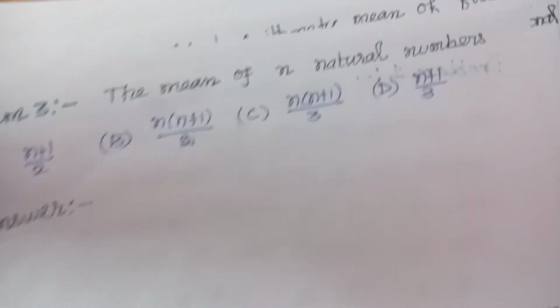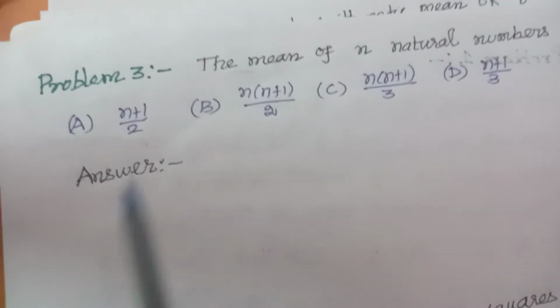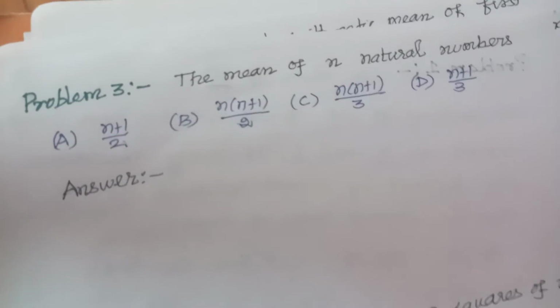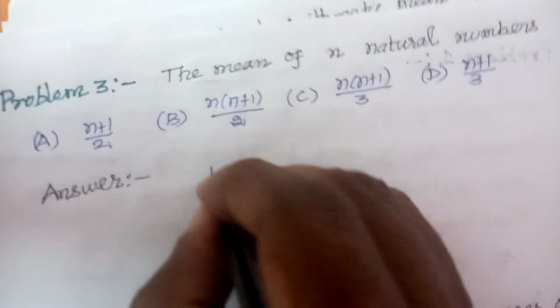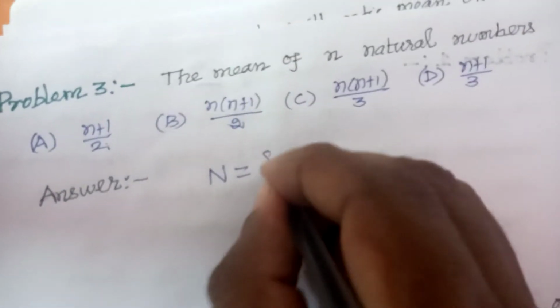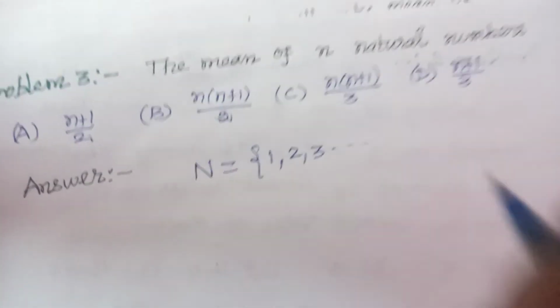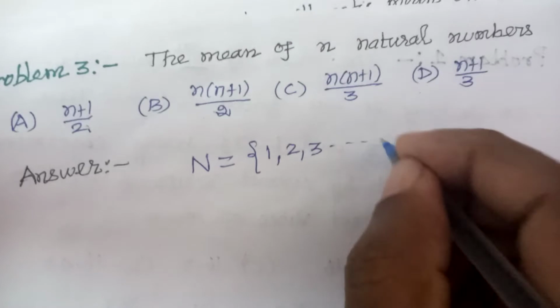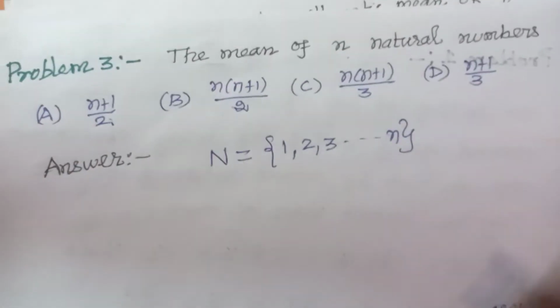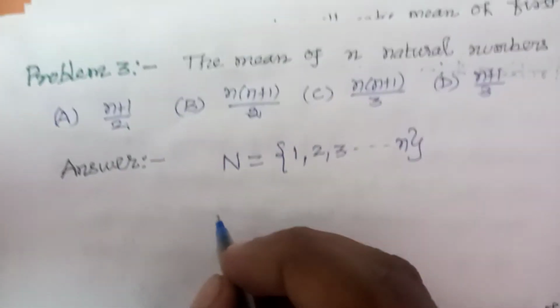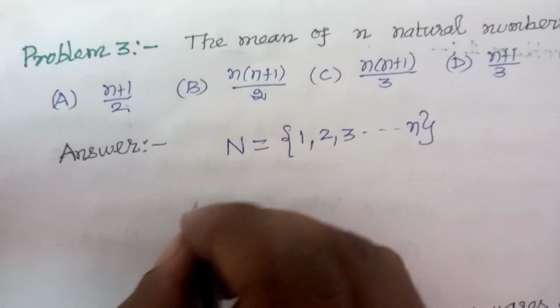Problem number 3: find the mean of natural numbers. The options are given. Now, the mean of n natural numbers. What are natural numbers? You know very well, natural numbers are 1, 2, 3, etc. But here the natural numbers are given up to n. N natural numbers.